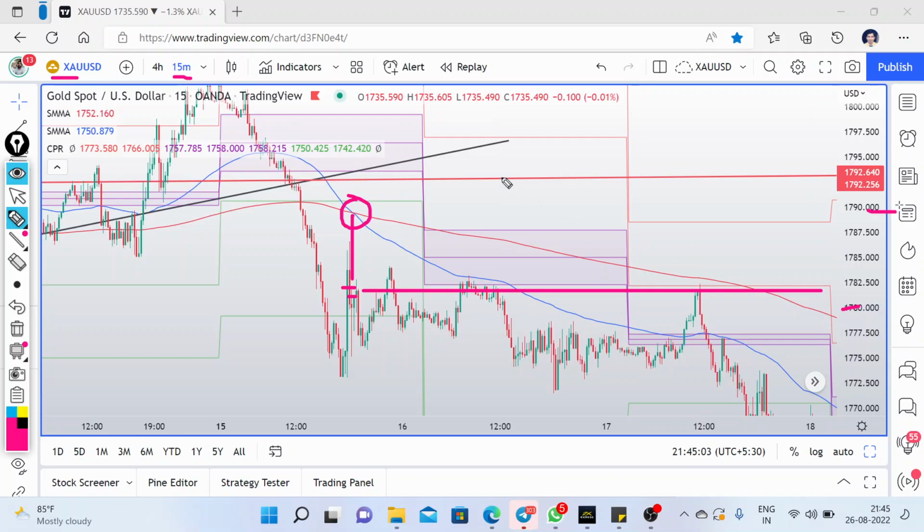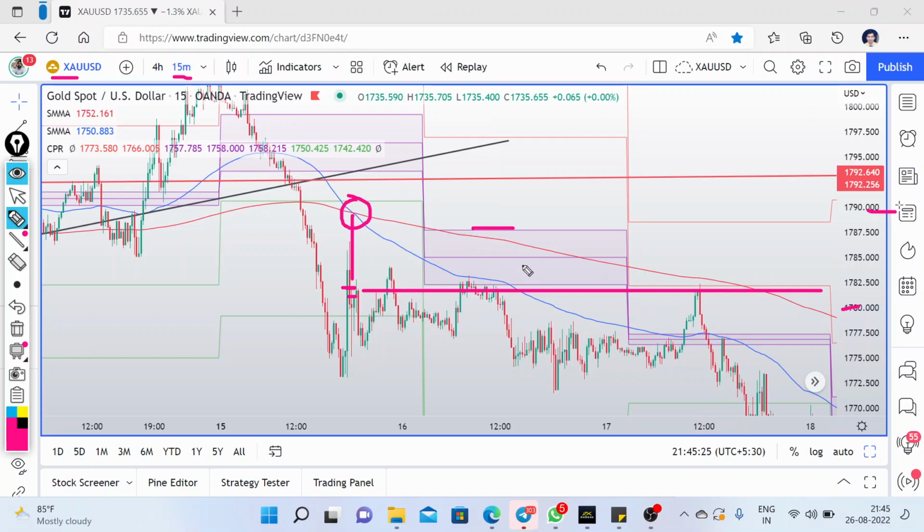So your first entry should be at the crossover. Like, you can enter here. Now after entering, you just have to think about the sell. You do not have to think about the buy, and your stop loss will be above the CPR.